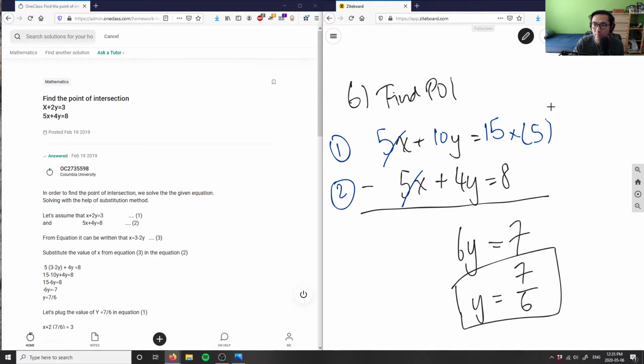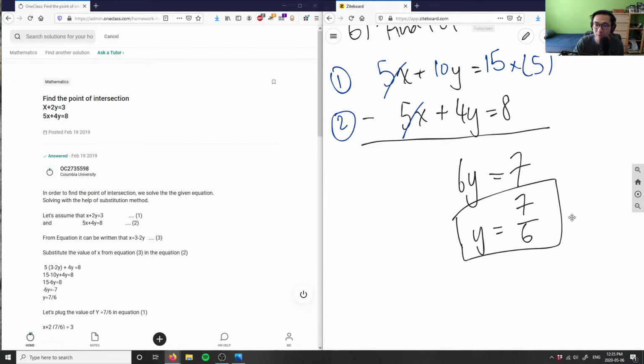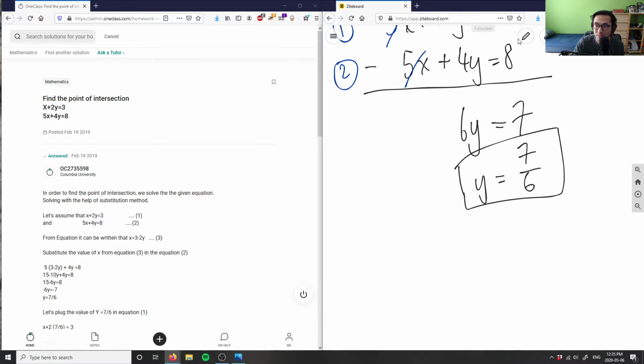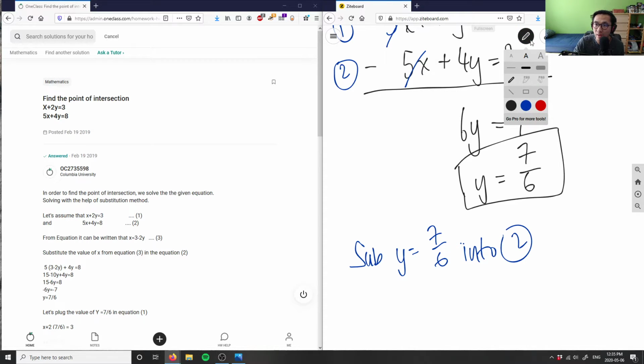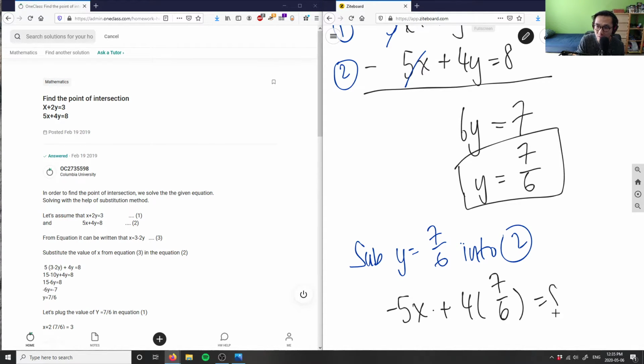And what I can do with my y value is I can plug this y value into any of these equations. So I'm going to plug this y value into equation 2. So I'll say substitute y equals 7 over 6 into equation 2. And then I will have 5x plus 4 times 7 over 6 equals 8, right?